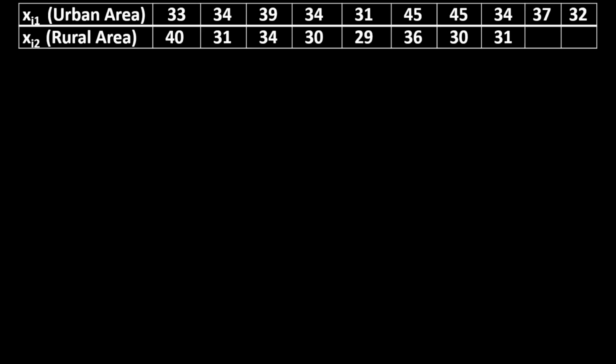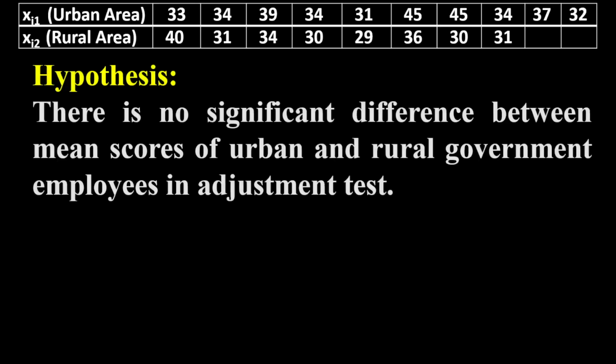In this example, the scores of government employees of urban and rural area in an adjustment test are given, and to check the significance of difference between their means, this hypothesis is formulated. There is no significant difference between mean scores of urban and rural government employees in the adjustment test. Here N1 is 10, meaning the number of employees in urban area is 10, and N2 is 8, and the total of both is 18, that is less than 30.